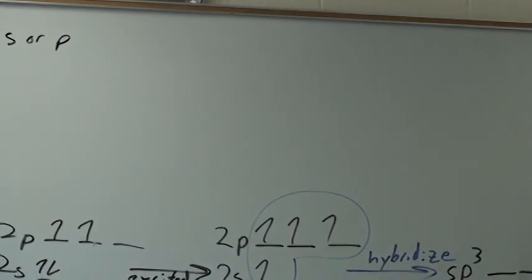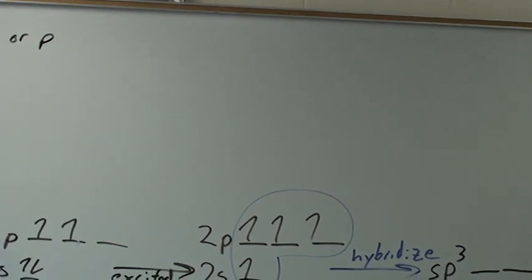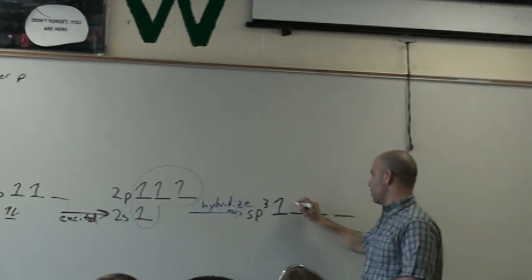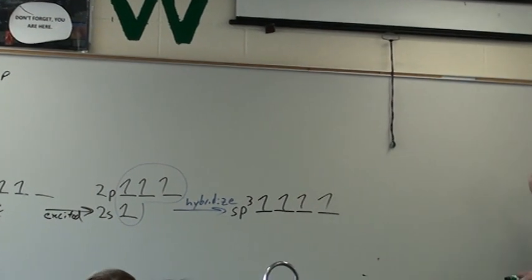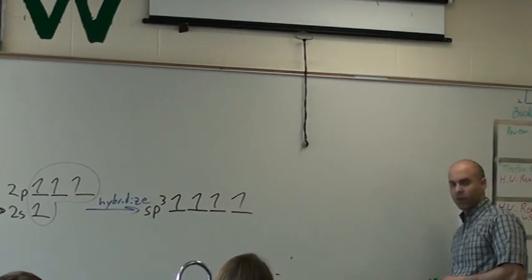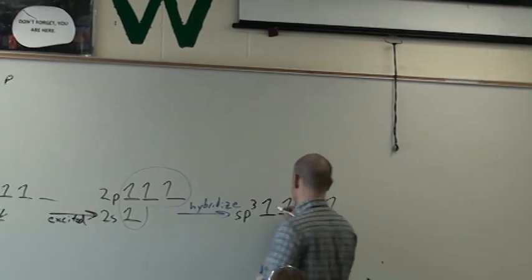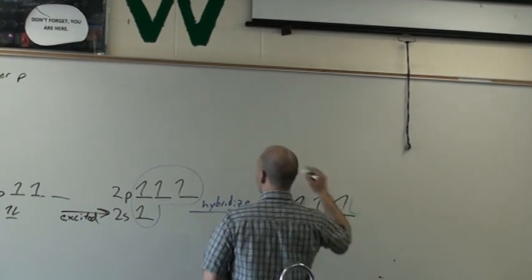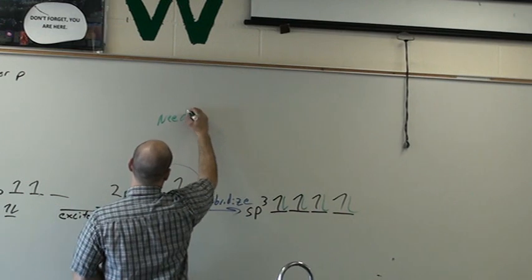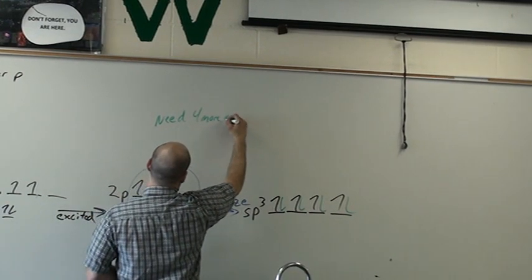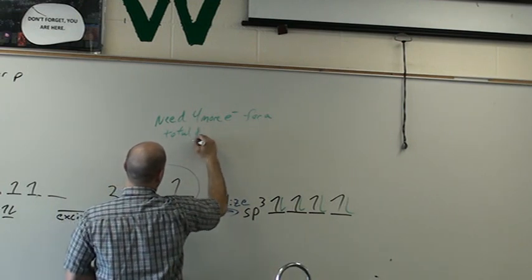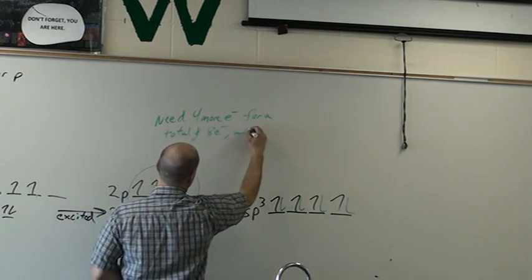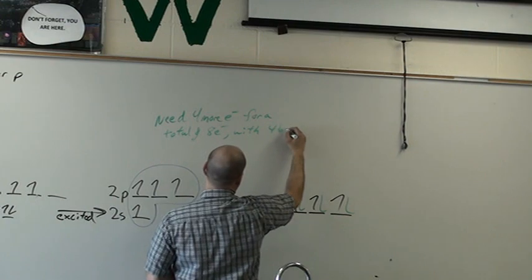So if we fill our electrons in, 1, 2, 3, 4. How many more do I need, Kim? 4. I need 4 more. 1, 2, 3, 4. So we need 4 more electrons for a total of 8 with 4 bonds.